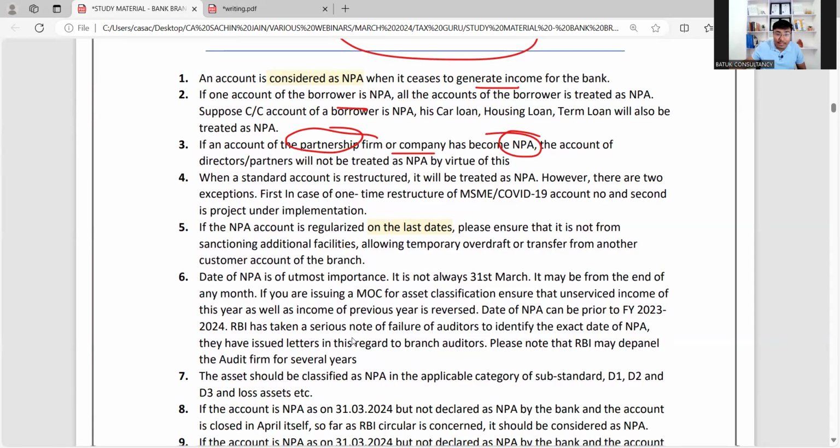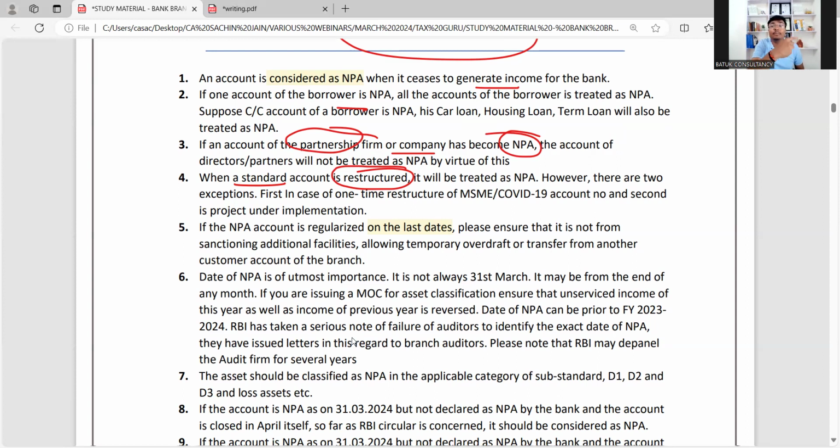If there is any standard account which is restructured, okay, there is a change in the installment, there is a change in the term, in that case it will be treated as NPA, because here what is the bank doing, it is saving that account from being classified as NPA. So whenever there is a restructuring of the account, in that case the same will be treated as NPA.